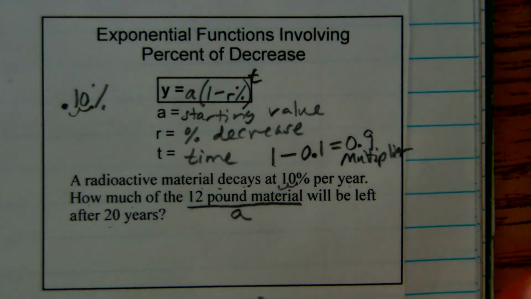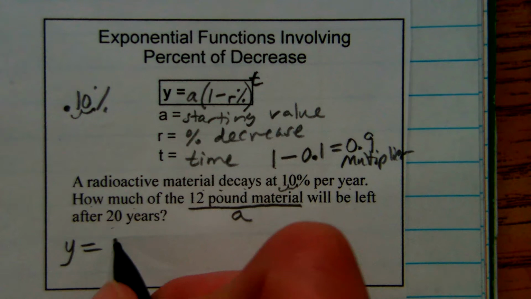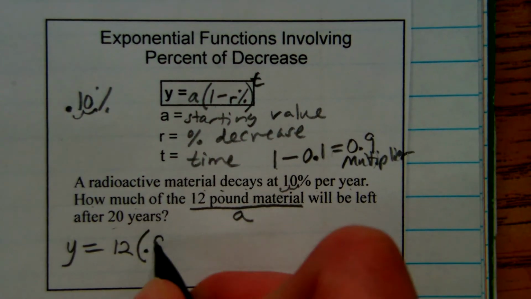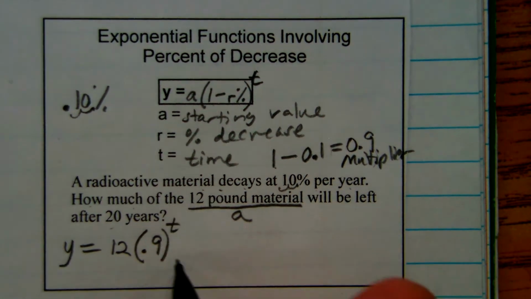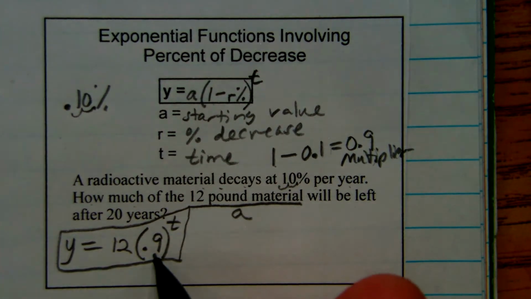All right. So for our equation, we're going to have y equals. Our starting value is 12. Our multiplier that's going to go in the parentheses is now 0.9. And if you think about it, that makes sense. If 10% is decaying, 90% remains, and that'll be to the t power. So what we're really doing is figuring out how much is left that's still radioactive.